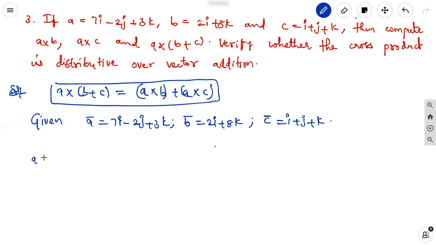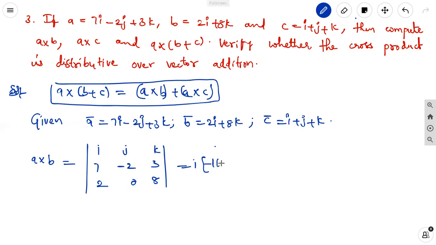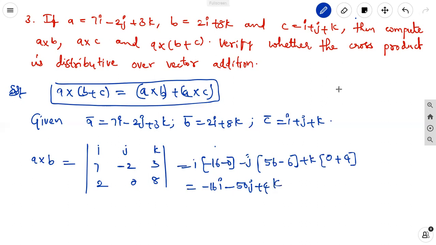First, we can find out A cross B. It is equal to the determinant of i, j, k; A is 7, minus 2, 3; B is 2, 0, 8. Finding the determinant: i into (minus 16 minus 0), minus j into (56 minus 6), plus k into (0 minus (minus 4)). It is equal to minus 16i minus 50j plus 4k. It is the A cross B.